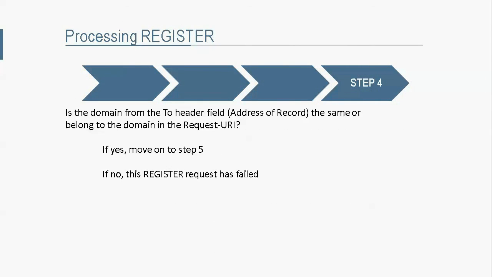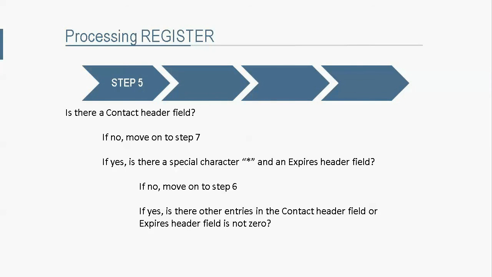Step 4. Is the domain from the to header field, the address of record, the same, or does it belong to the domain in the request URI? If yes, move on to step 5. If no, this register request has failed. Step 5. Is there a contact header field? If no, skip step 6 and move on to step 7. If yes, is there a special character asterisk and an expires header field?